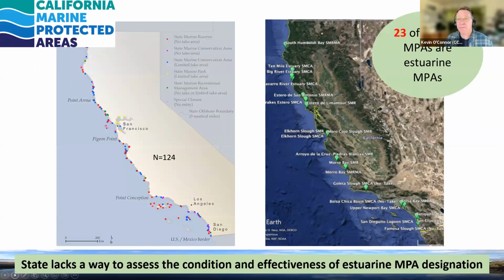So the impetus behind this project was to develop an estuary MPA monitoring program. We have over 124 MPAs in California, 23 of which are estuarine MPAs, but there wasn't a consistent, cohesive, effective way of assessing the condition and the effectiveness of the MPA designation of these estuaries. So we've pulled together a great team of regional teams to put this program together over the past couple of years.